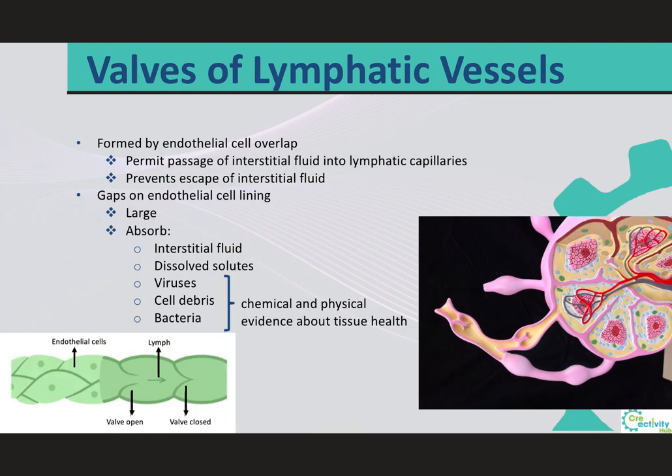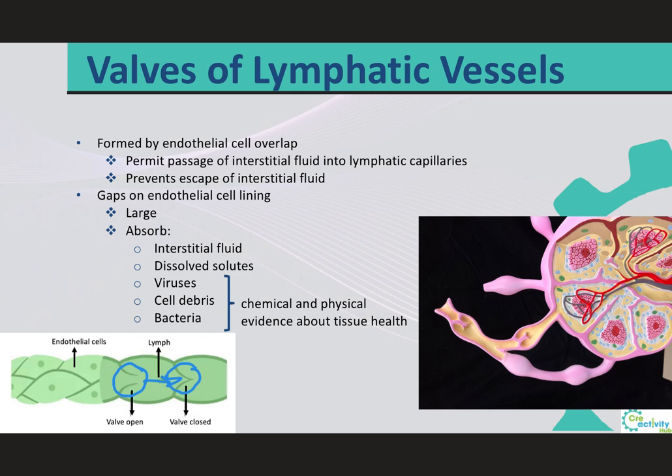This region of endothelial cell overlap also acts as a one-way valve. It creates a one-way valve that will permit the passage of the interstitial fluid into the lymphatic capillaries, but it will prevent this fluid from escaping. And the gaps between the endothelial cells of the lymphatic capillaries are so large that there is little in the interstitial fluid that cannot find its way into the lymphatic capillaries.